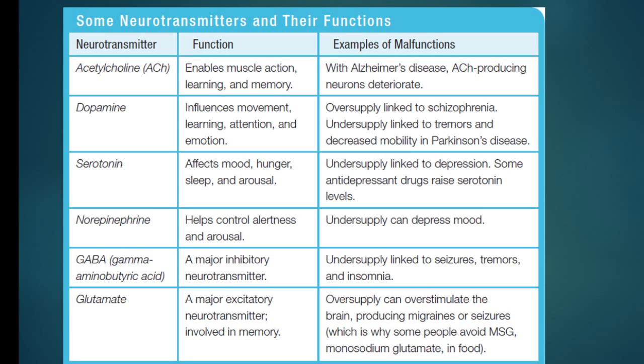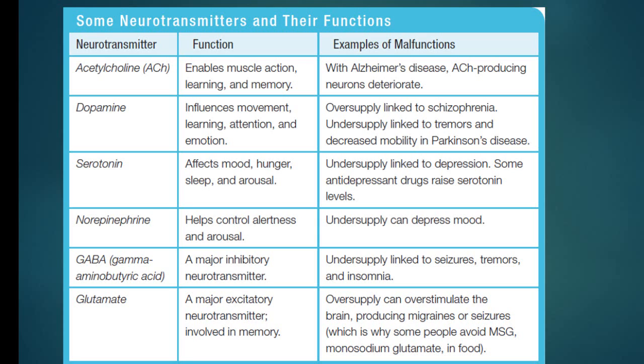GABA, or gamma-aminobutyric acid, is an inhibitory neurotransmitter. Now, excitatory neurotransmitters cause neurons to fire. Inhibitory ones slow down the firing, so they don't fire as much. So an undersupply of this is linked to seizures or tremors and insomnia. I'll come back to GABA a little bit later as well.